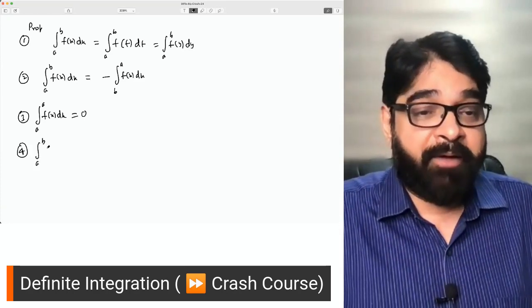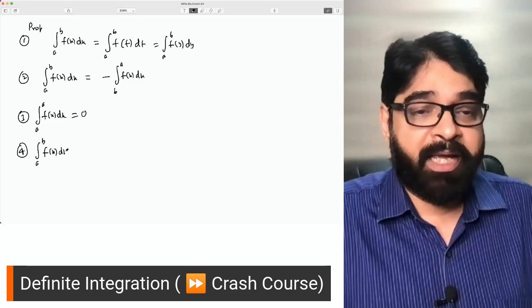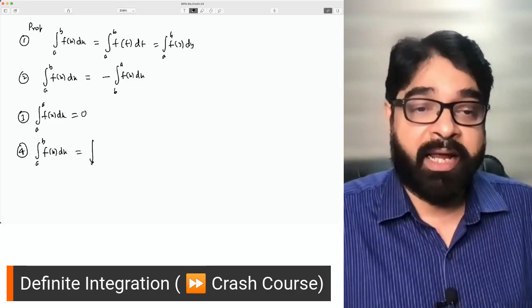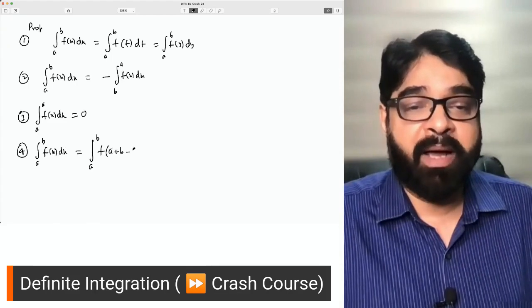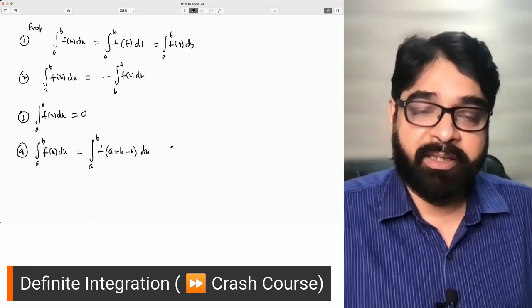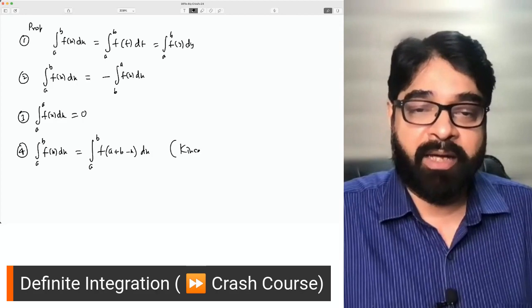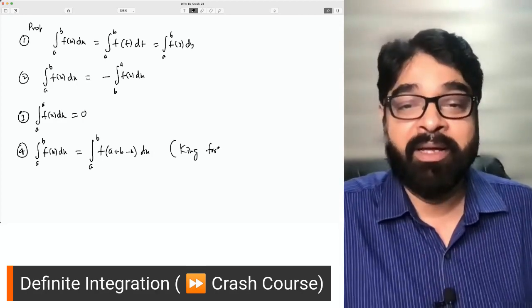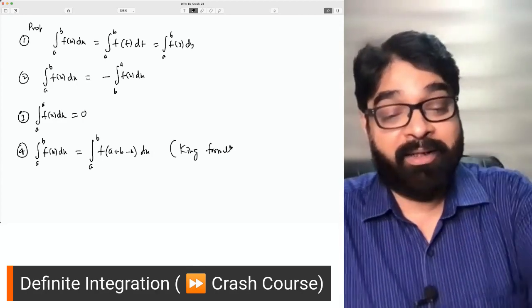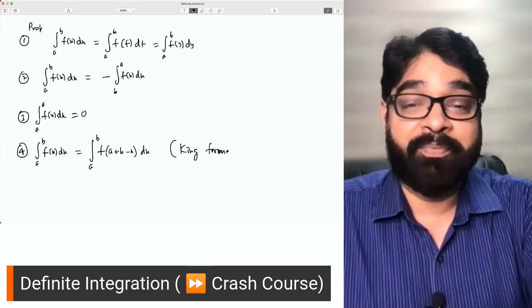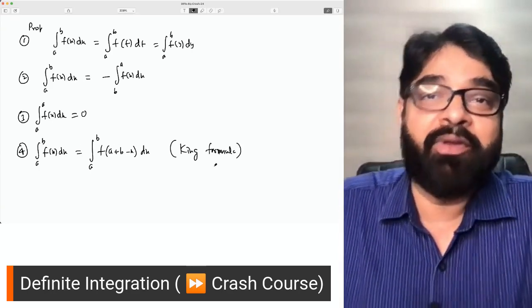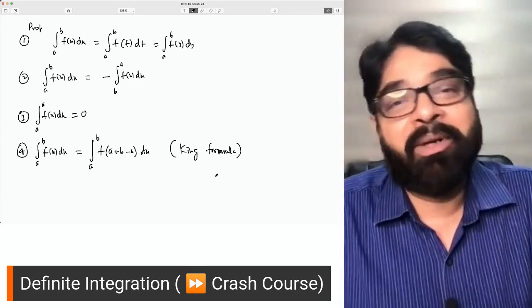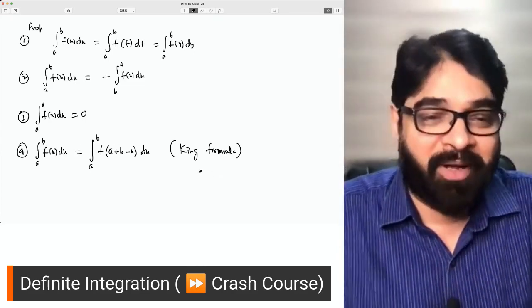Next one, A to B fx dx. At any moment we can write A to B f of a plus b minus x dx. This is called the King formula. It's not an official name. Generally in the teaching community, this is the very common name people use today. King formula, Queen formula. Queen formula I don't know, but King formula I know.